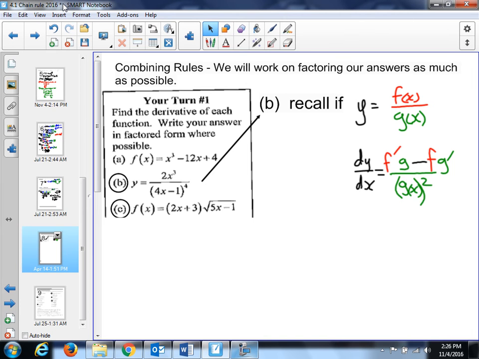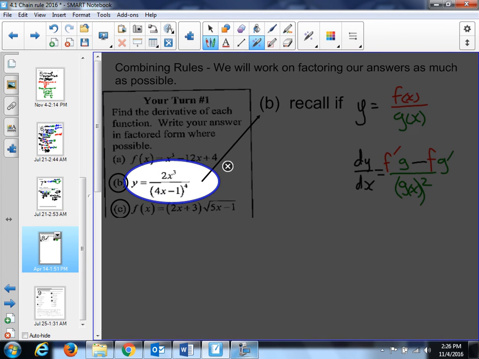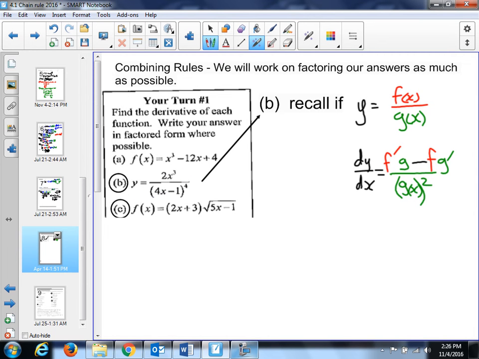Okay, we're taking a look at this function here. We've got combined rules here. Definitely have to use the quotient rule, and we will also use the chain rule on the denominator portion. So, I'm going to use green for the denominator. That's red, isn't it? Okay, because I don't remember writing that down. Anyways, red for the numerator.